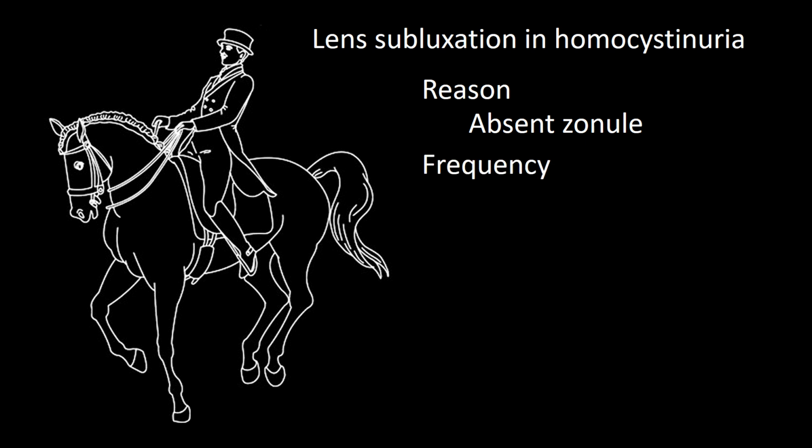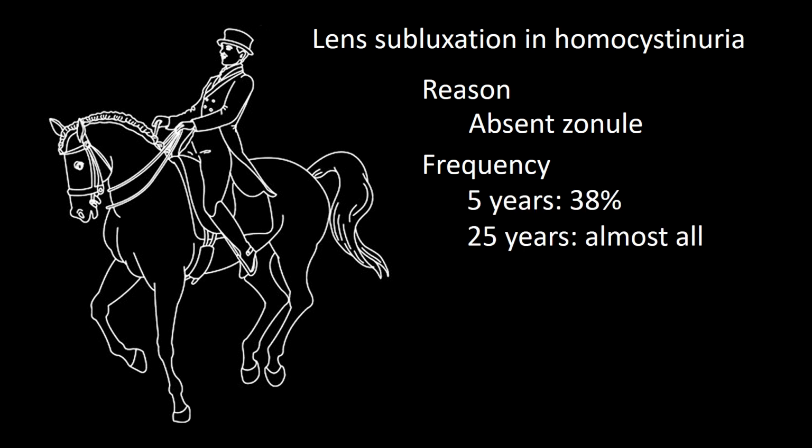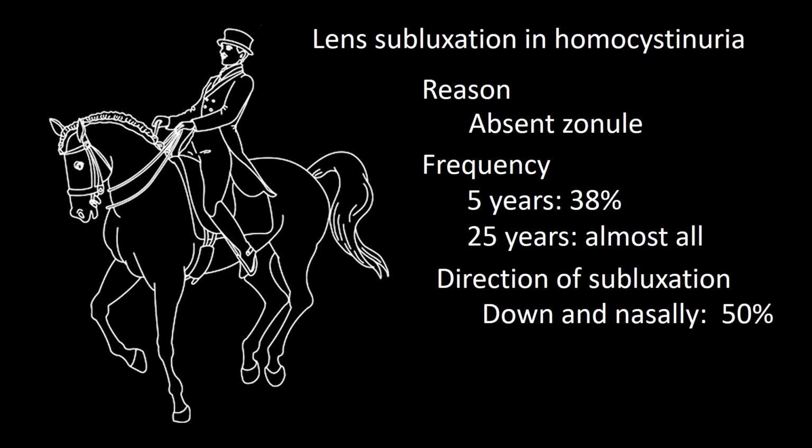The frequency of lens subluxation varies with age. It is present in 5-year-olds and in virtually all 25-year-olds. The subluxation displaces the lens down and in, in 50% of the cases, posteriorly in 20% of the cases, and anteriorly in 10% of the cases.